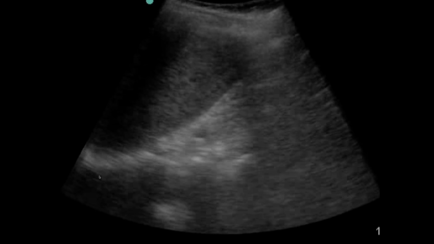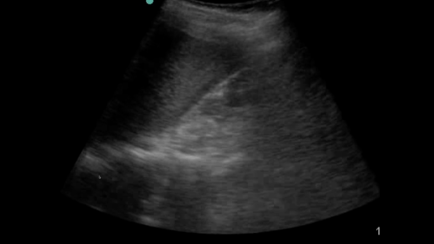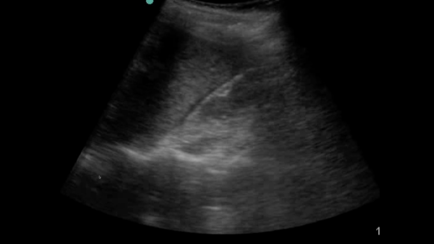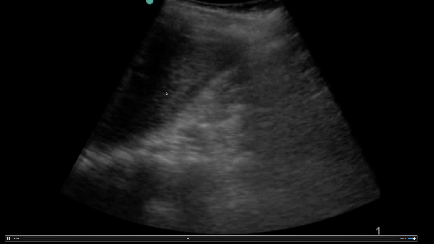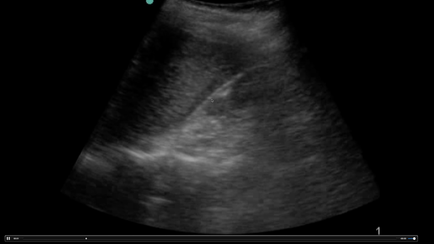How about this one? If you get this one, don't even come to the course. You are way ahead of the game. Way ahead. So here's your right upper quadrant view. You have your liver here on the left. You have your kidney, your spine. You look between the kidney and the liver.